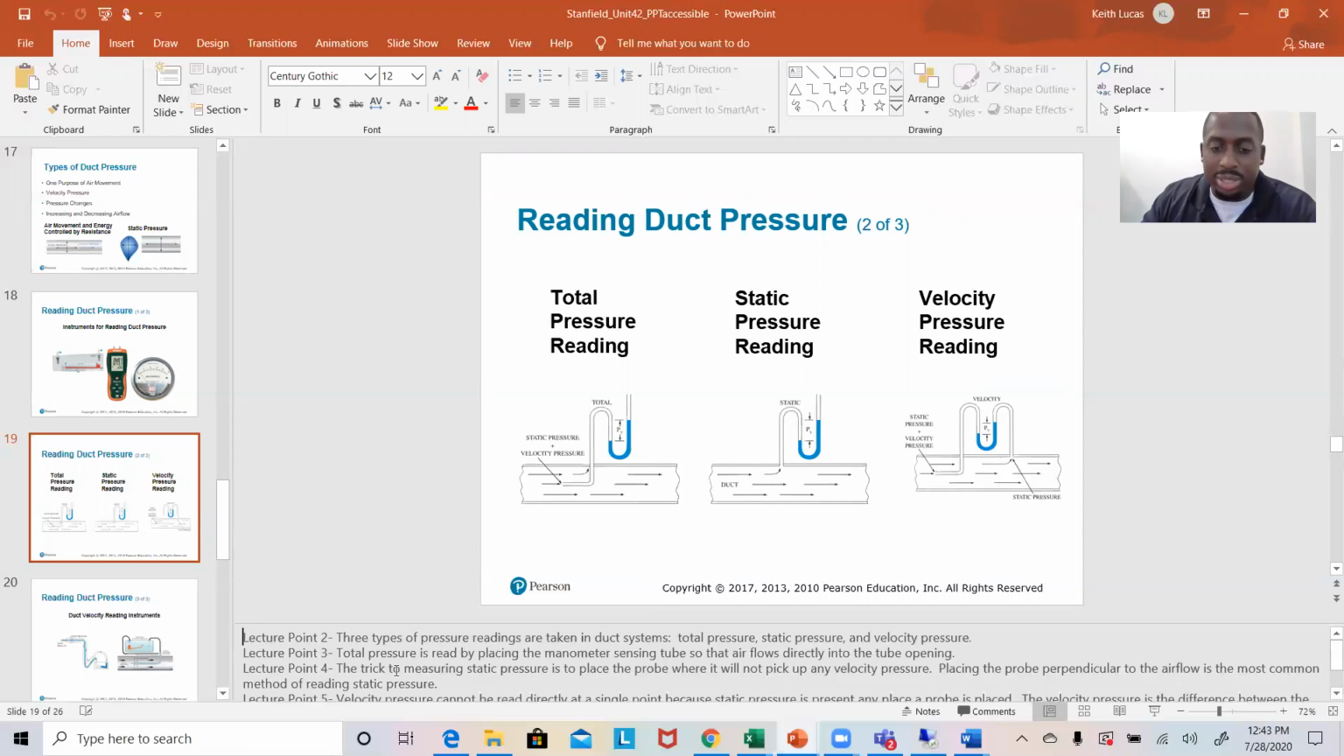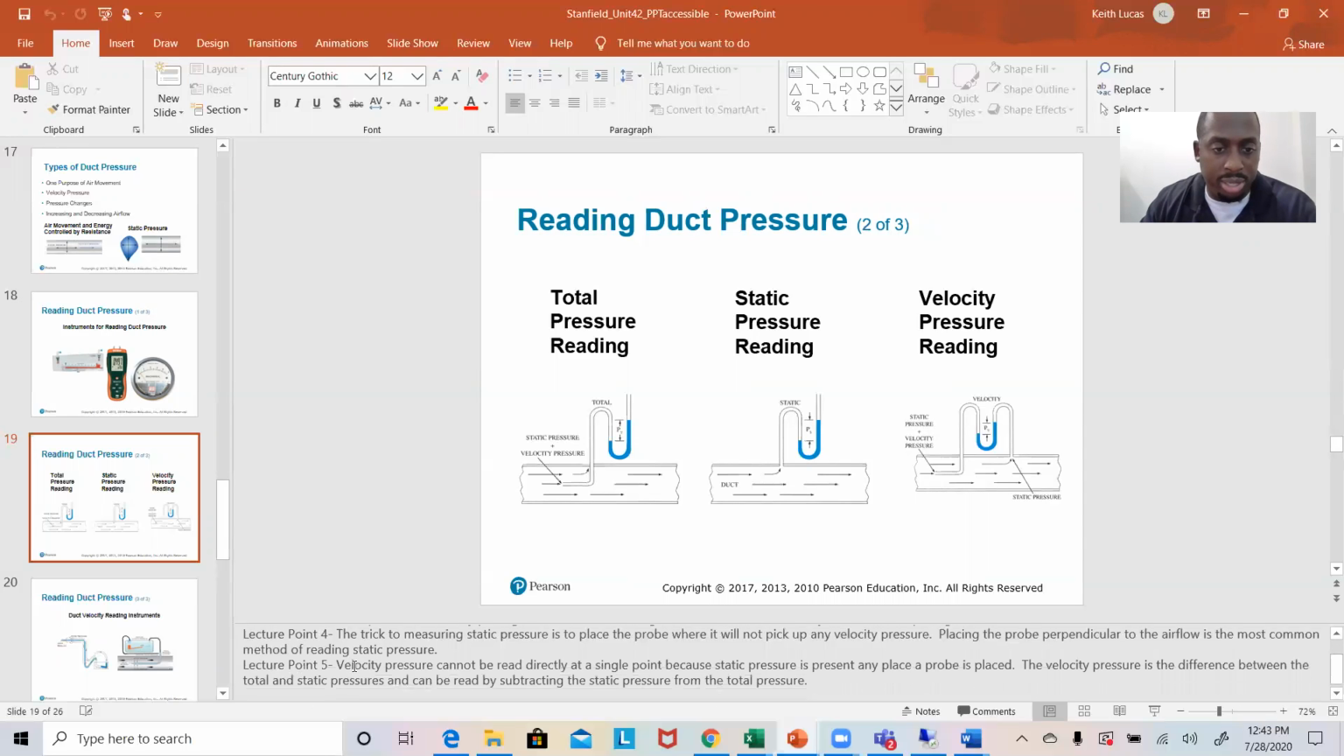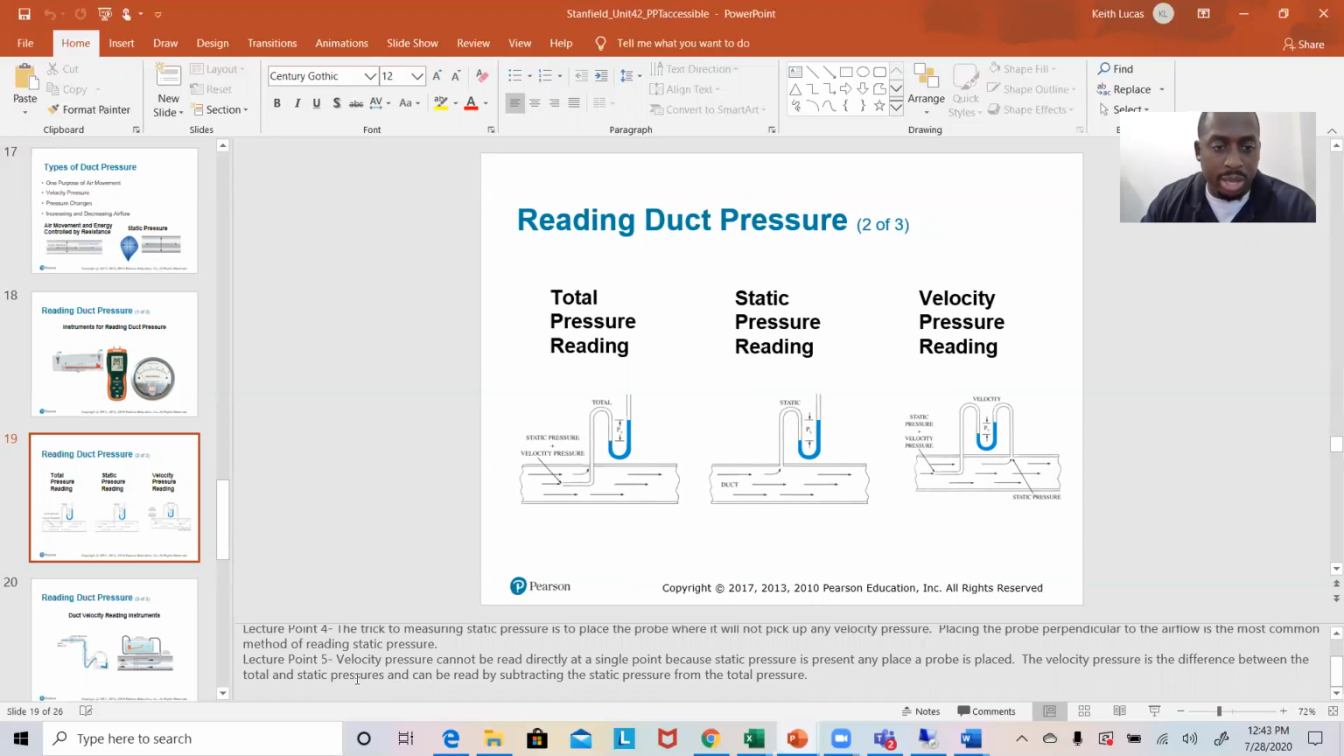The trick to measuring static pressure is to place the probe where it will not pick up any velocity pressure. Placing the probe perpendicular to the airflow is the most common method of reading static pressure. So now instead of going straight into the airflow, you want to go across it. And that's how you get your static pressure readings when you put your tube in the ductwork.